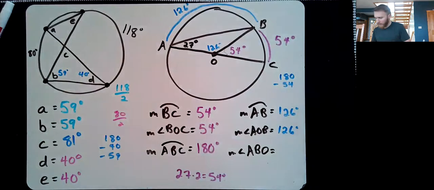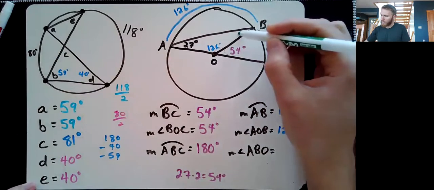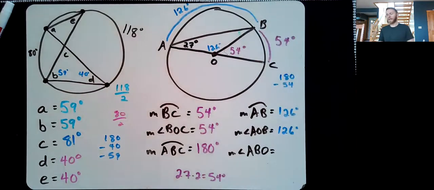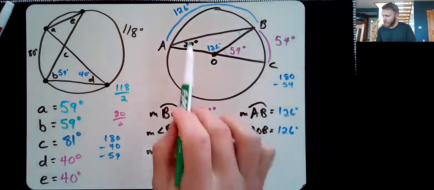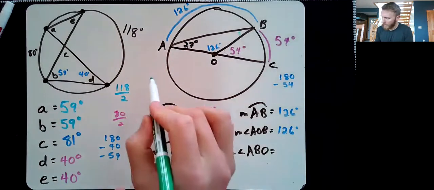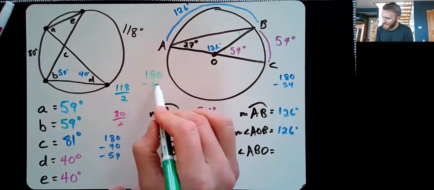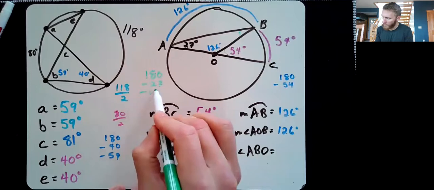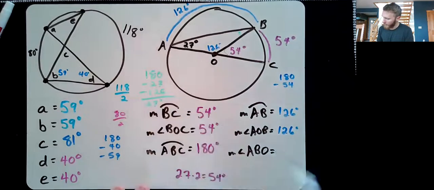Last part, we've got to get a little creative again, with ABO. That angle ABO is this angle right here, this little one. That could get a little tricky, but think about what we did over here. A triangle makes 180. If I know two of the angles, I know that they have to add to 180 with the third angle. So 180 degrees minus 27 minus 126 gets me another 27 degrees.